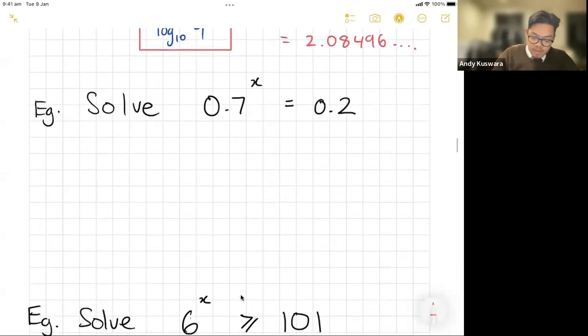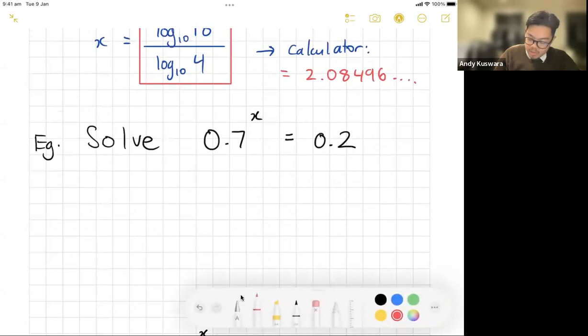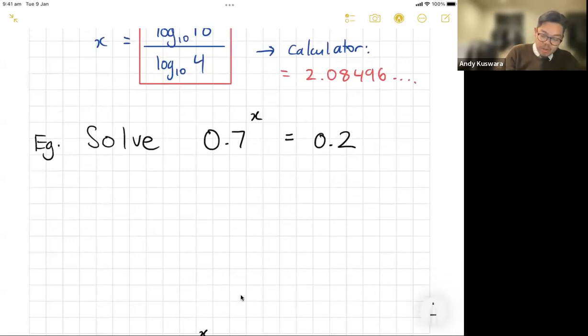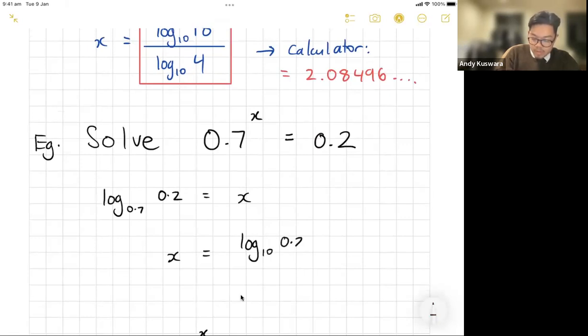Let's continue on. What if I had 0.7 to the power of x equals 0.2? Again, don't let it freak you out. Let's rewrite it in log form. So that means log base 0.7 of my numeral 0.2 should equal my power x. And again, to do this in change of base form, I'll use log base 10 of my numeral 0.2 over log base 10 of my base, which is 0.7. And that there's my exact answer. You can put it in your calculator, find it to 2 decimal places, 4 decimal places, 3 significant figures, whatever you like.